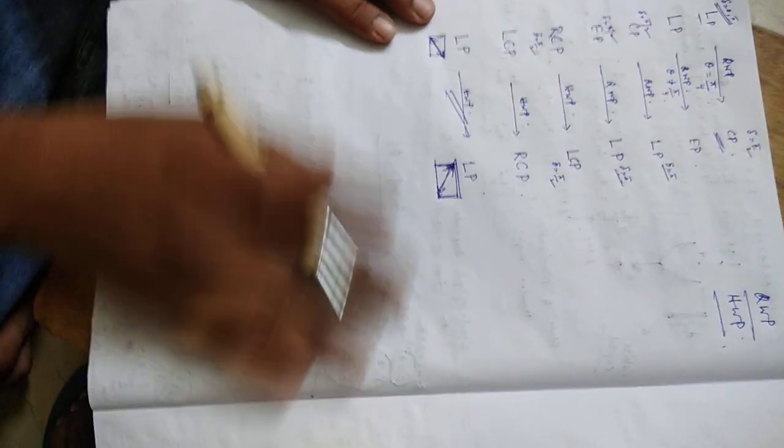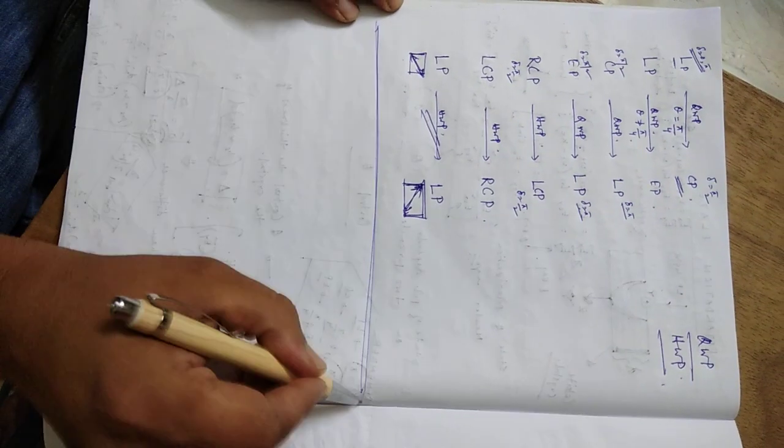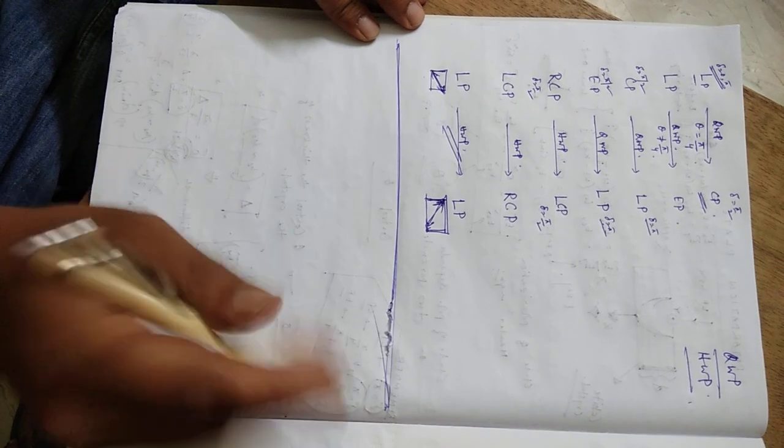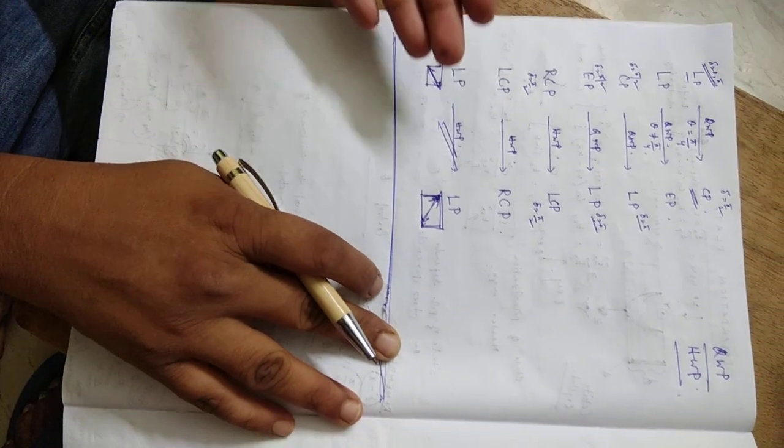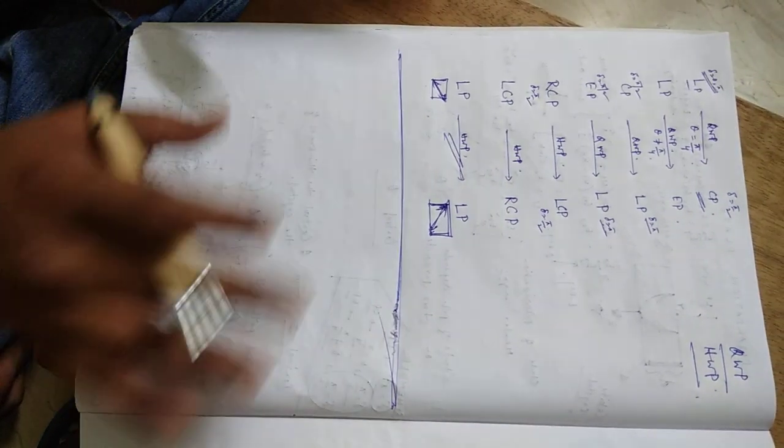So this ends the theoretical description of this chapter on polarization. In the next video I will be explaining a few numericals, and we will be done with this chapter on polarization.